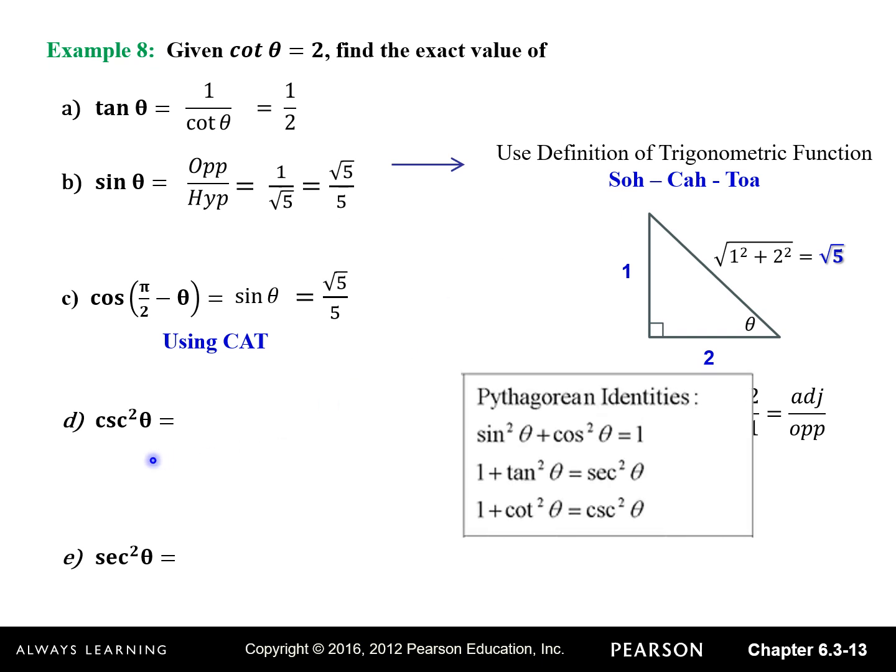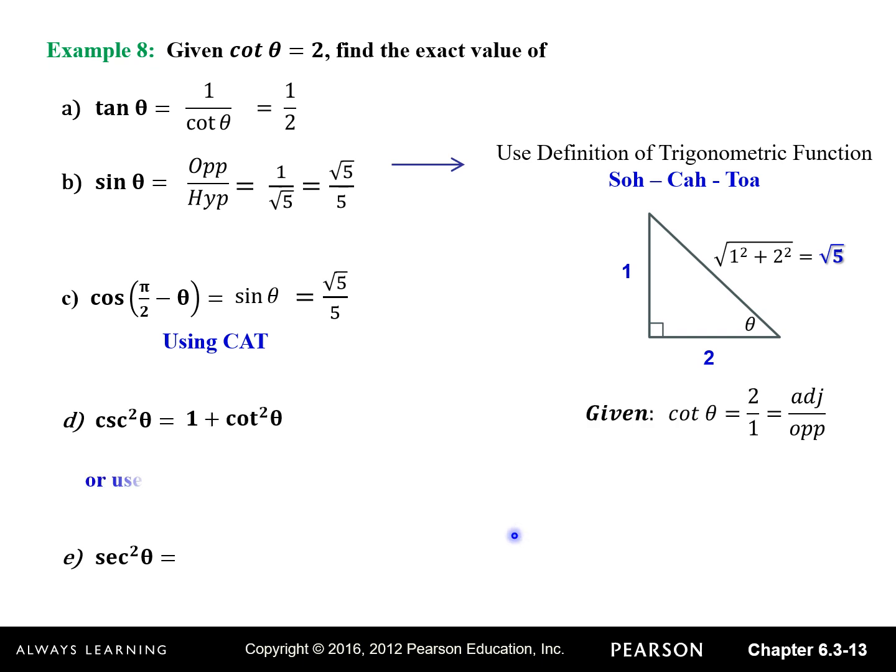Or you can use a Pythagorean identity, because we can see squared here. Looking at these three, we're using the last one: cosecant squared is 1 plus cotangent squared. So let us choose that. There's also another identity, the reciprocal identity: cosecant squared theta is equal to 1 over sine squared theta. But I think it's easier to use 1 plus cotangent squared theta, because cotangent is already given, which is 2. So we just substitute 2 in this value. We have 1 plus 2 squared, which is equal to 5. So that's for letter D.